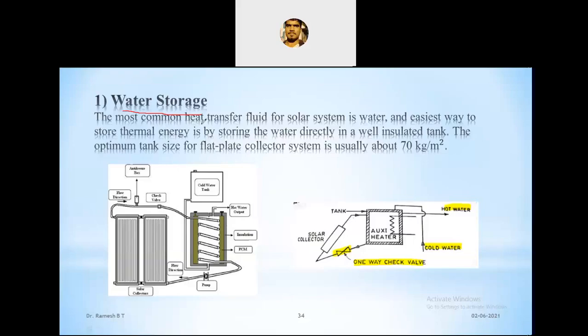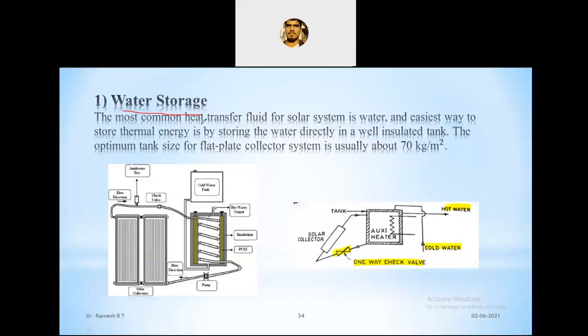The optimum tank size for flat plate collector systems is usually about 70 kg per square meter, which means 2 gallons per square foot. Water has the following characteristics. Why do we go with water? It has some advantages. Water is inexpensive, very economical and easily available. It is a ready and useful material for storing sensible heat.